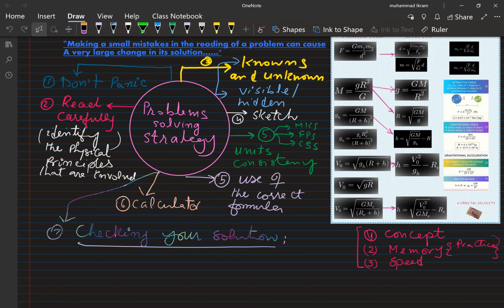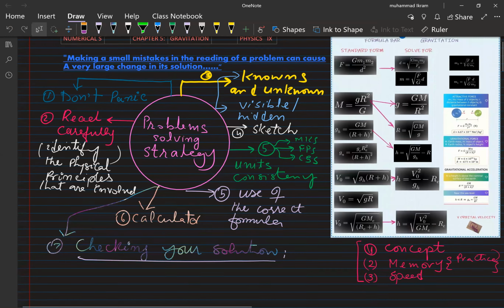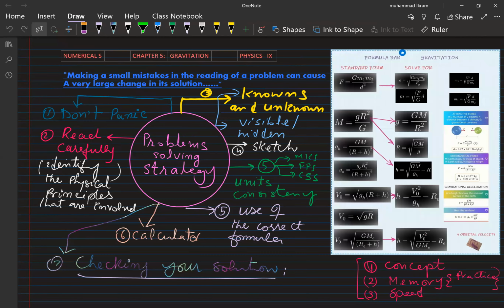Now I just want to go back to point five, which is very important. In point five, I talked about the use of the correct formula. If you see on the screen, as I wrote, there is the formula in its standard form and solve for. Look, this is the formula for the universal law of gravitation, and this is in the standard form.